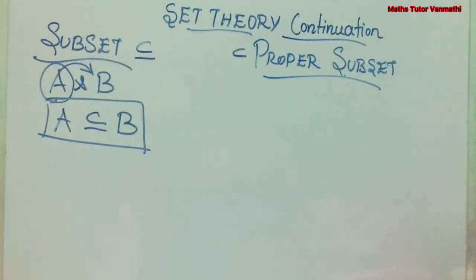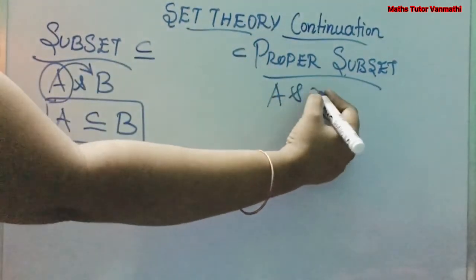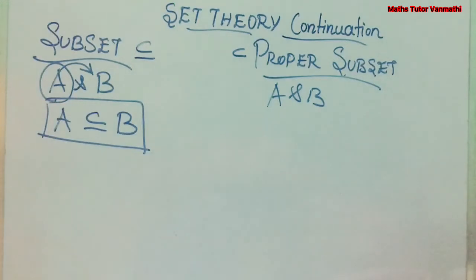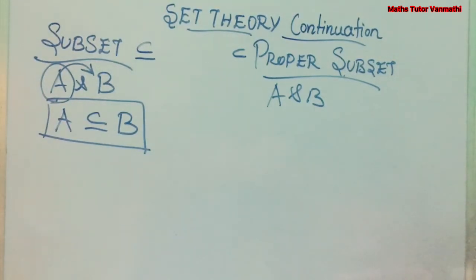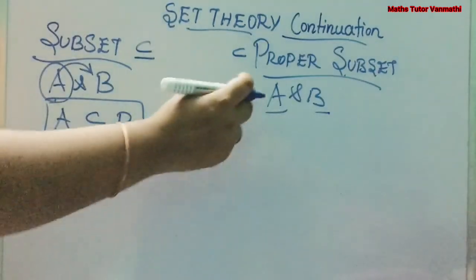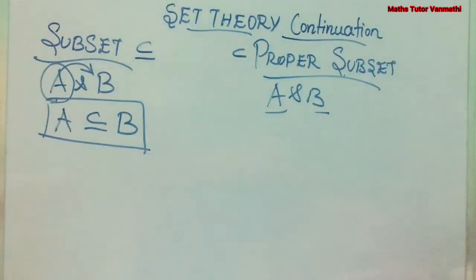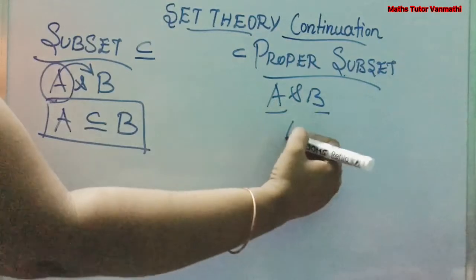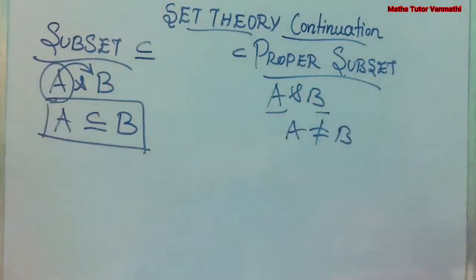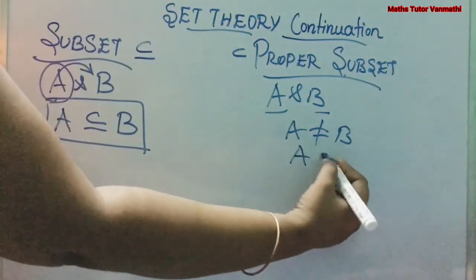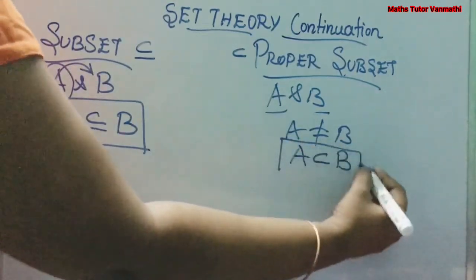Clear? Next, proper subset. Again, I am taking A and B as two sets, and A should be a subset of B. That is, the elements in A should be in B, and A should not be equal to B. This is one condition in proper subset: A is not equal to B. Then we can say that A is called a proper subset of B.